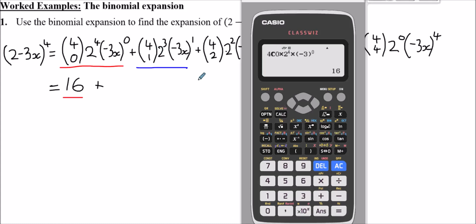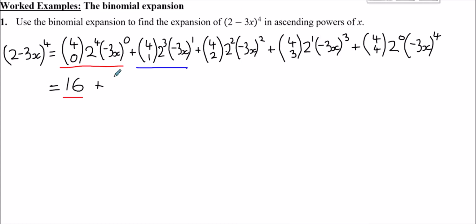So 4 choose 1 now. So scroll back, delete the 0, replace it with 1. For power, toggle on the 4, delete the 4, replace it with 3. And for minus 3x, we now have power 1. So delete the 0, replace it with a 1. So we have minus 96. So the next one, whoops, won't be a plus. It's actually going to be a minus 96x.